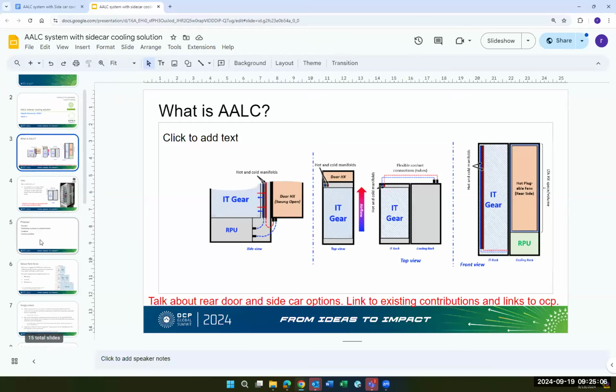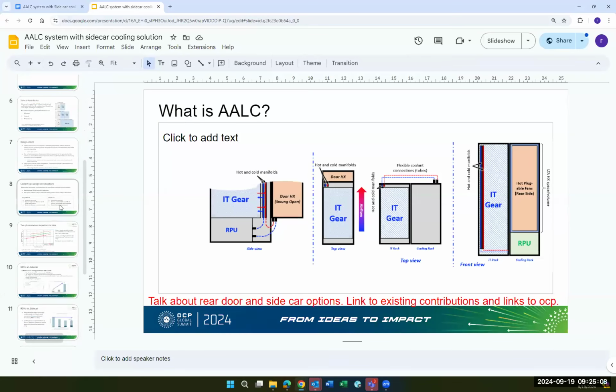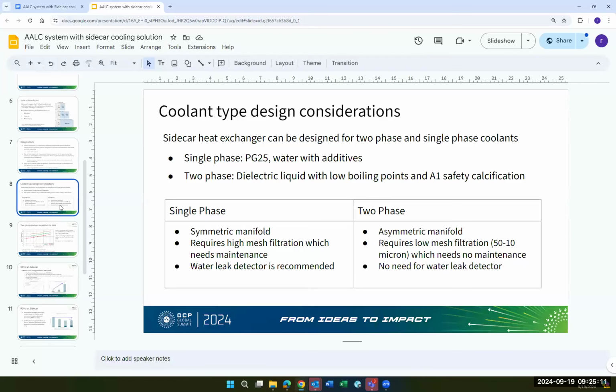Sorry, I think I derailed from the two-phase topic, so I'm going to go back to that. We'll still be using pumps, and single phase and two phase have comparable pumps. I think that means we should put the flow rate here. In single phase, it's like 1.5 liters per minute for every kilowatt, and for two phase, it's 0.3 liters per minute for every kilowatt.